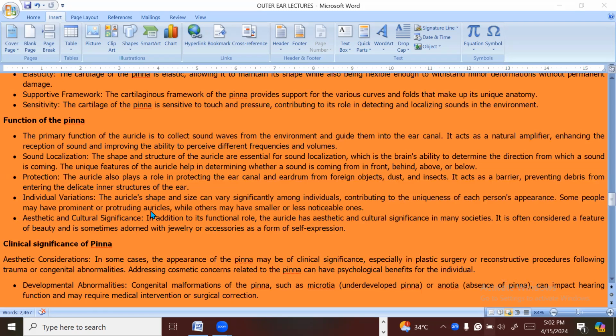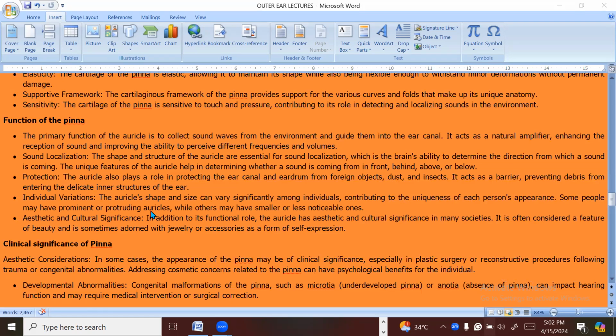Sound localization. The shape and structure of the auricle are essential for sound localization, which is the brain's ability to determine the direction from which a sound is coming. So the pinna helps us to know whether the sound is coming from the back or from the front. So that's another function the pinna does.